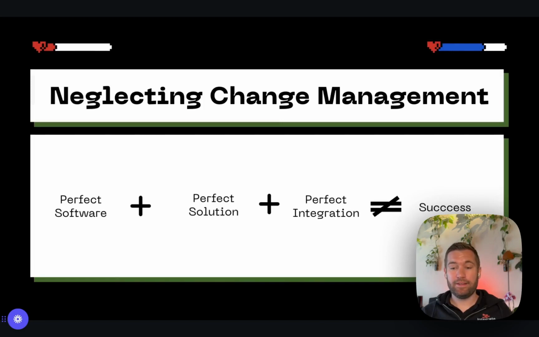And lastly, neglecting change management. This is a big one. I talk about this a lot. You can have the perfect software with the perfect solution, with the most perfect integration, and it's incredibly beautiful. That does not mean that it is going to be a success.